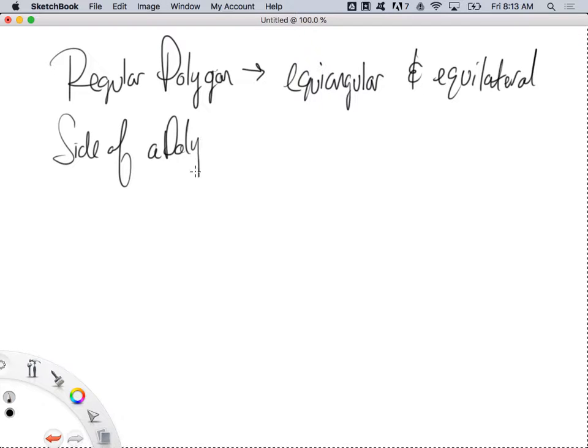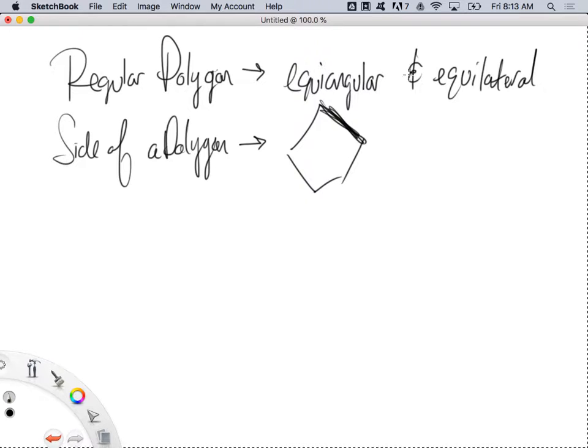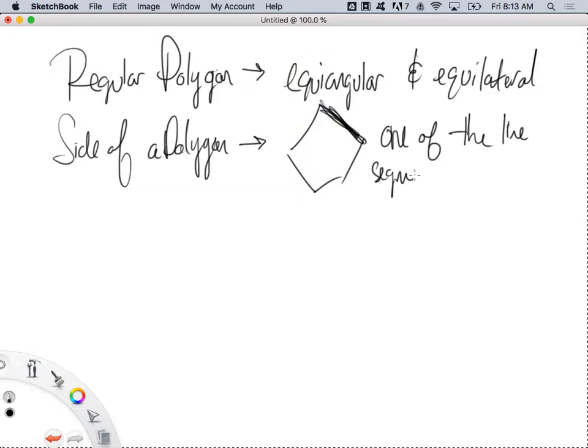What about the side of a polygon? How do I know what a side is? Well, those are all sides of a polygon. It's just one of the line segments that forms a polygon. One of the line segments that forms a polygon.